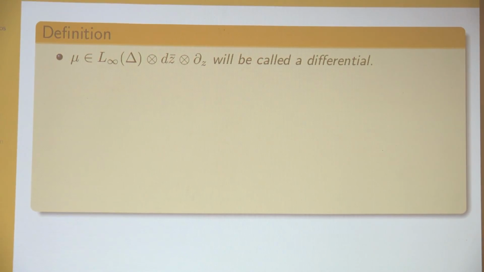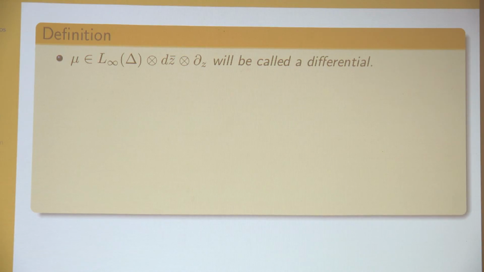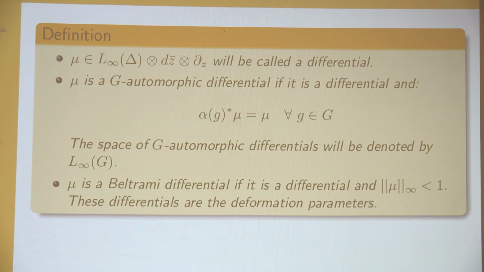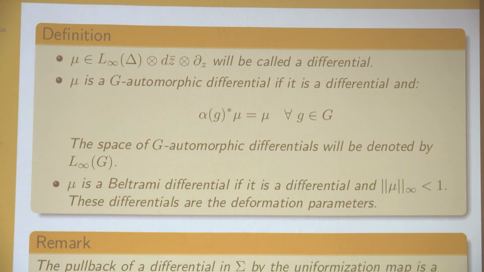Well, an L infinity (-1,1) differential along the torus will be called just a differential. We will say that mu is a G-automorphic differential if it is a differential and it is invariant under translations of the Fuchsian representation. And we will denote the space of all those differentials L infinity G. And we will say that mu is a Beltrami differential if its supremum norm is strictly less than 1. And these are the important guys because these will be our deformation parameters. And just a remark, the pullback of a differential on the curve lifts to the disk as a G-automorphic differential in the Poincaré disk.